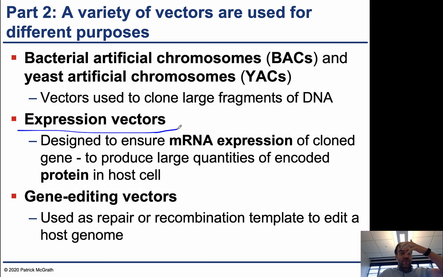So if you wanted to create, we'll get into this in a bit in the next chapter, but if you want to create purified insulin protein, one way to do that is that you just incorporate the insulin gene into one of these expression vectors. And then gene editing vectors, so we use these as a repair or recombination template to edit a host genome.